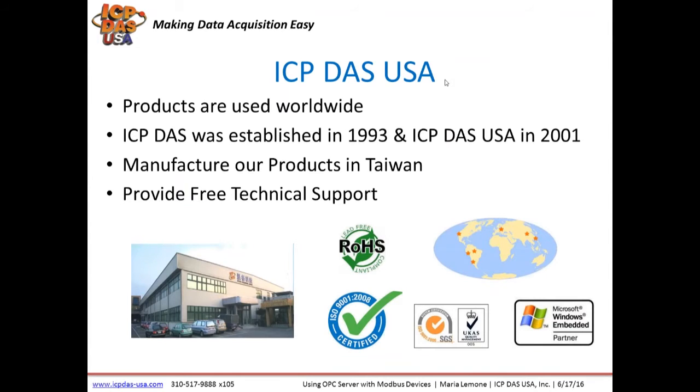ICP-DAS is a Taiwan-based manufacturer of industrial control, data acquisition, data communication, and wireless equipment. It was established in 1993, and ICP-DAS USA was launched in 2001 to support the North and South American markets. We have over 100 R&D engineers and work with them to add new features to our products, develop new products, and to support our customers. We are a Microsoft embedded partner, have ISO 9001 certification, provide RoHS lead-free equipment, and free technical support. We provide free online trainings every month on technology, equipment, programming, and software.